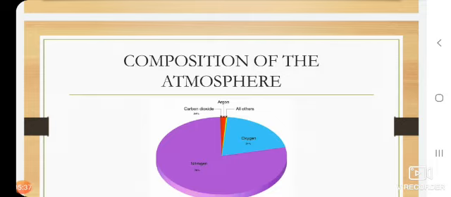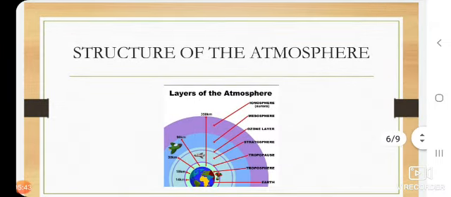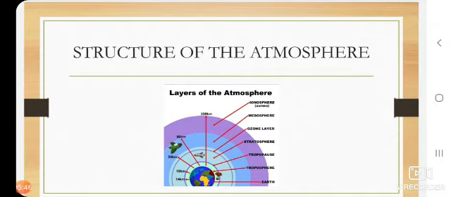Right, children, now let us learn about the structure of the atmosphere. There are different levels present in the atmosphere, and each level is given a different name. The layers are the troposphere, stratosphere, mesosphere, exosphere, ionosphere, and so on. Children, we have to learn about each and every sphere. The first and foremost is the troposphere.